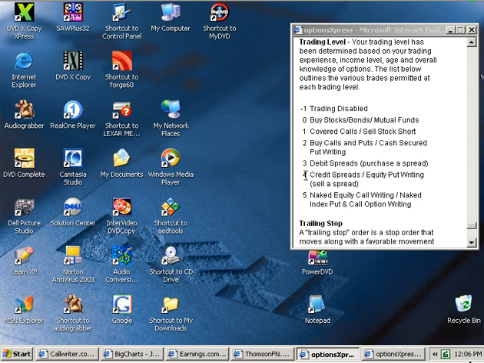And at level 4, you can do credit spreads. You can actually sell puts and actually sell spreads. And at level 5, you can actually do naked call writing and naked put writing, okay?